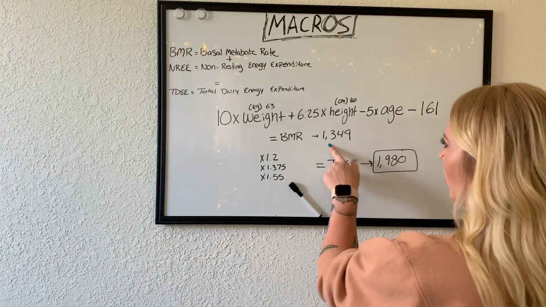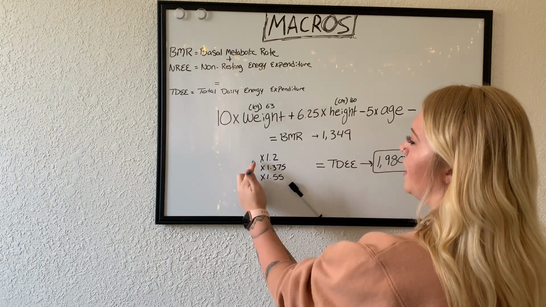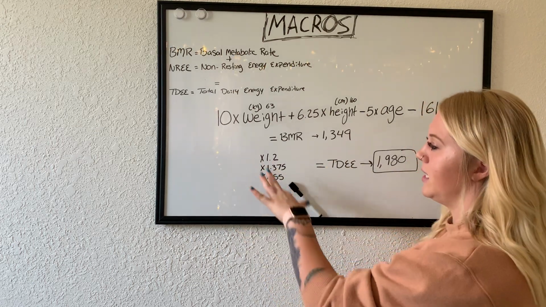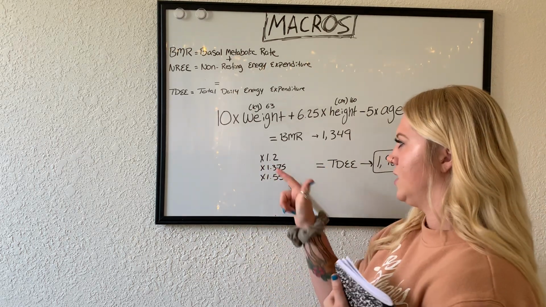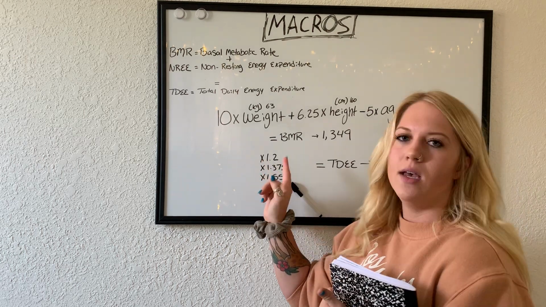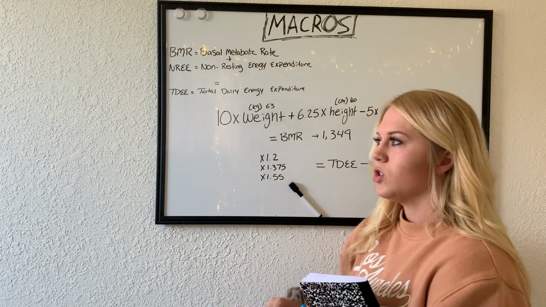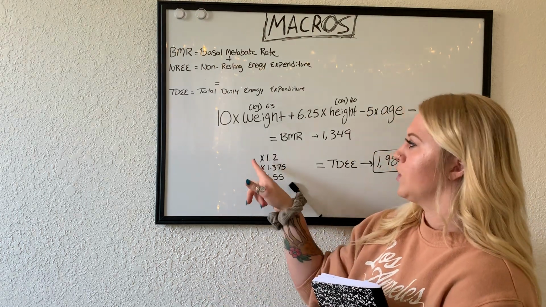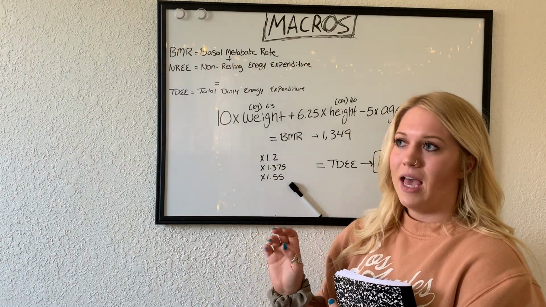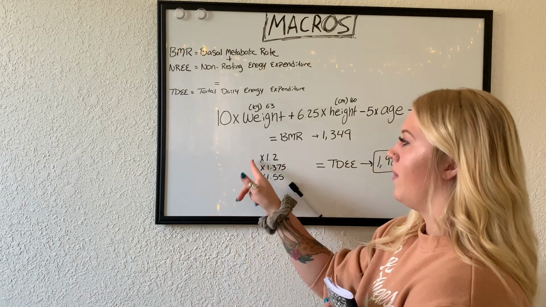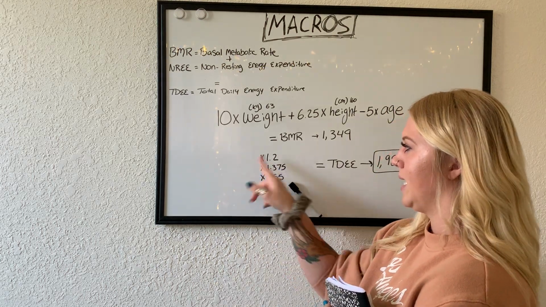So we take that number and then you're going to times it by these numbers. So we have different sets. 1.2 would be your sedentary. You're not doing anything for exercise. So if you're a couch potato, you work at a desk all day and you're not exercising, then you would do 1.2. You would times it by that.